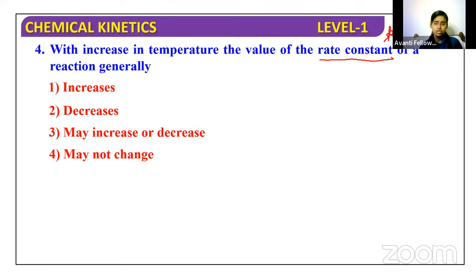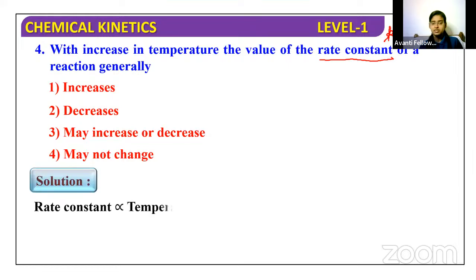Rate is directly proportional to the temperature. And what about the rate constant? Sangana is going for option B. Sakshi is going for 1. Anita is going for A. Okay, let's check. Rate constant is also directly proportional to temperature. So if temperature increases, rate constant also increases.